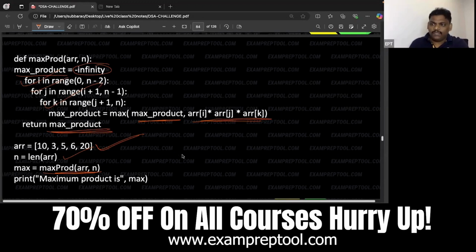Time complexity, as I mentioned to you, is n cube in every case. Extra space complexity is 1. I hope everyone knows this is very easy. You can easily do it.